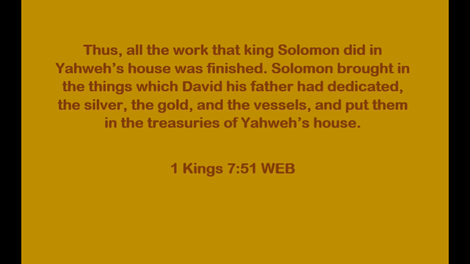And today I'm reading 1 Kings 6 and 7, just two chapters today. Verse 1. In the 480th year after the children of Israel had come out of the land of Egypt, in the 4th year of Solomon's reign over Israel, in the month of Ziv, which is the second month, he began to build Yahweh's house. The house which King Solomon built for Yahweh had a length of 60 cubits, and its width 20, and its height 30 cubits.